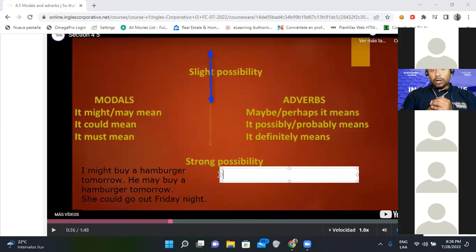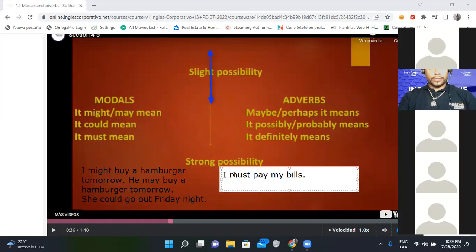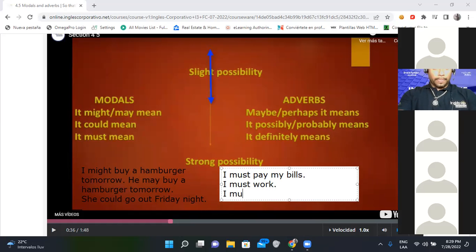But if I say, for example, must is a strong possibility. It's like an obligation. If I say to you, I must pay my bills, for example, yo tengo que pagar mis facturas. I must work, right? Yo tengo que trabajar. I must study. Yo tengo que estudiar, right? So these are like obligations, like strong possibility.